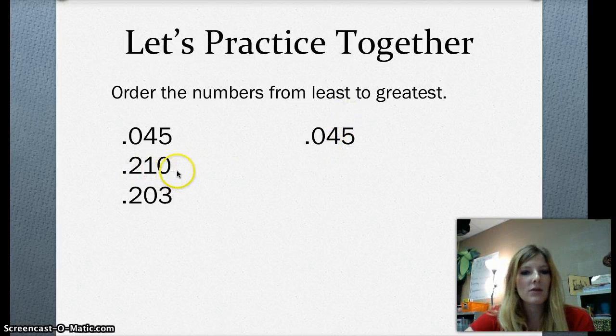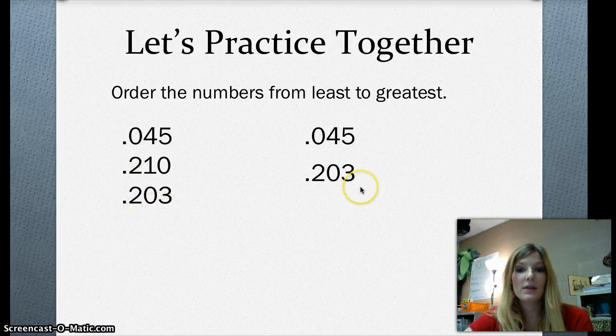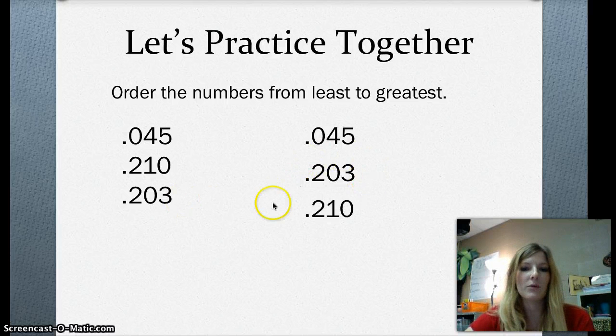Then we're going to look at the last two numbers that we have to deal with. Which one is the least? 2 and 2 are the same, so I'm going to move to the hundredths place. 1 and 0. Which one is the least? 0. So 203 thousandths is my decimal. And then lastly, I'm left with 210 thousandths. These are ordered from least to greatest.